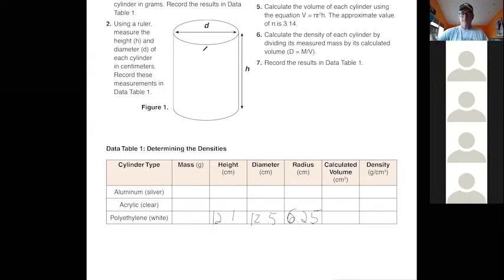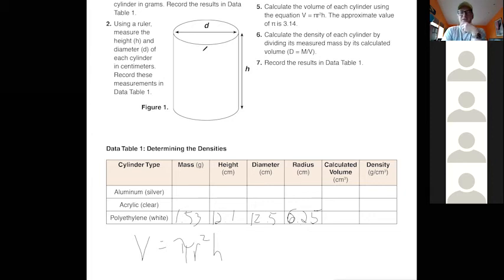Oh, so for the measurement, you want us to use fractions or decimals? Definitely decimals. Okay. Because we're going to be using these to calculate, right? Because it's V equals pi r squared h. That's our volume.